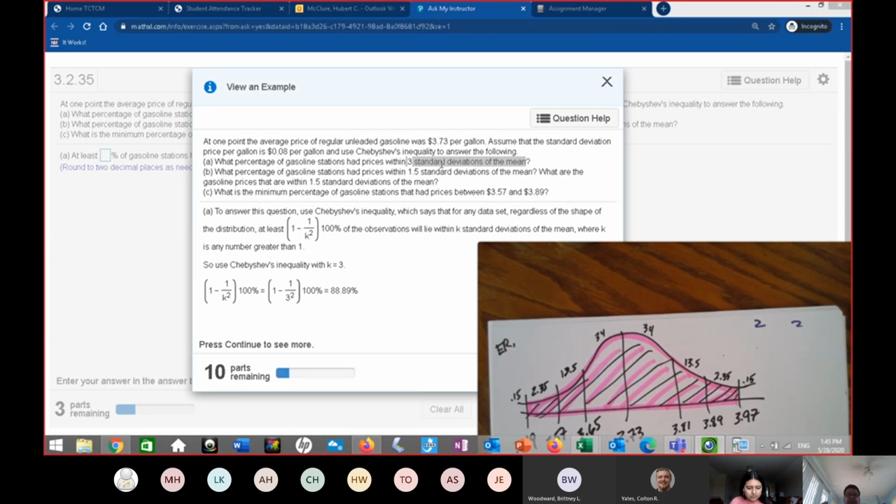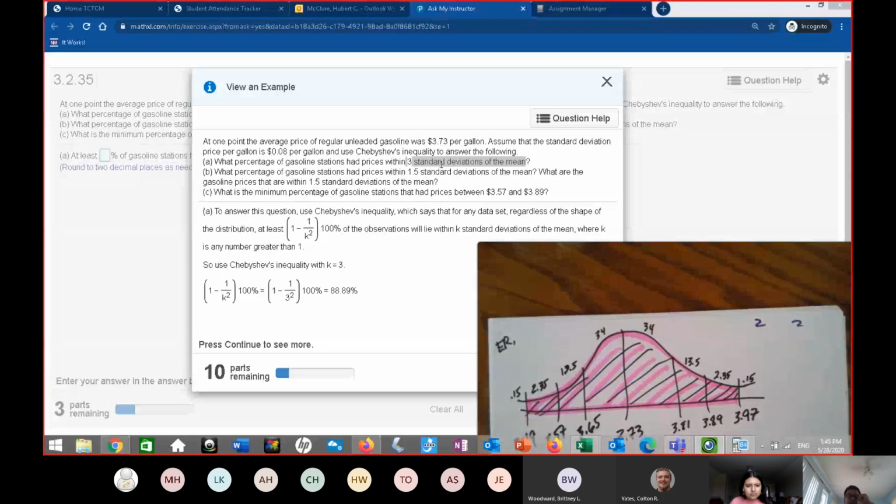With Chebyshev, you don't need a graph. You just have the formula. How do you spell his name? I never have been able to say his name. Chebyshev.